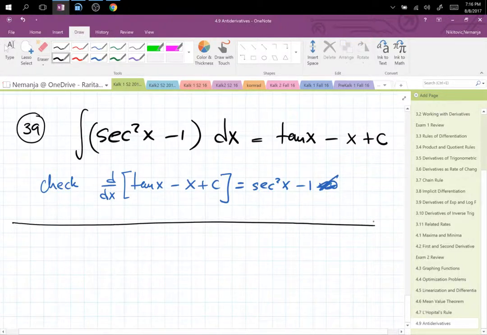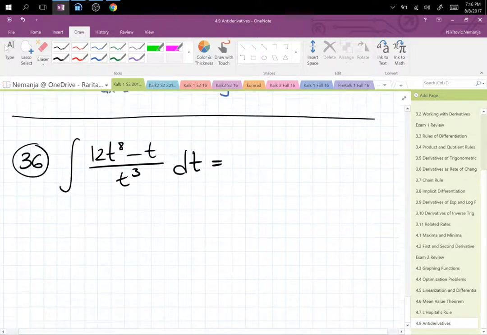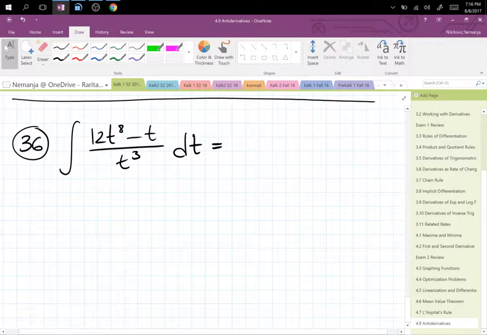Let's see a problem. This one is interesting, 36, so hopefully it's not going to trip you. Looks busy. The integral of 12t to the 8 minus t divided by t cubed dt. What do you think we should do first? Factor? We can factor, but you can always factor.